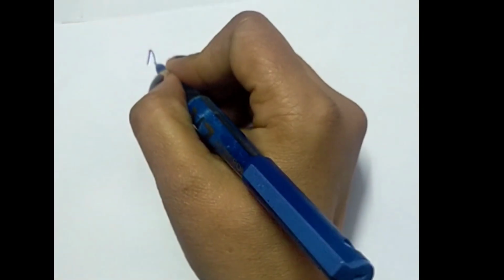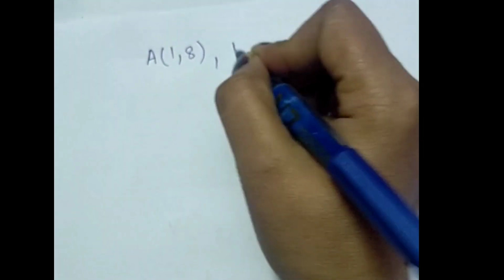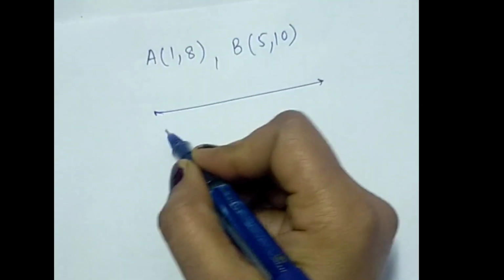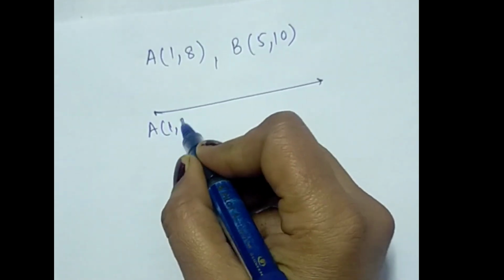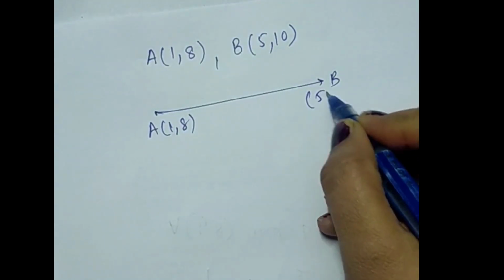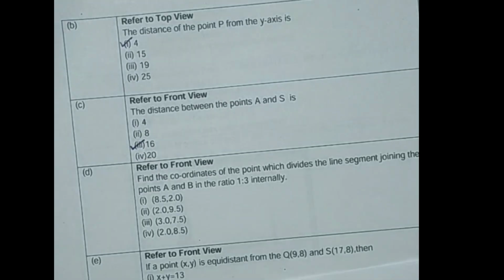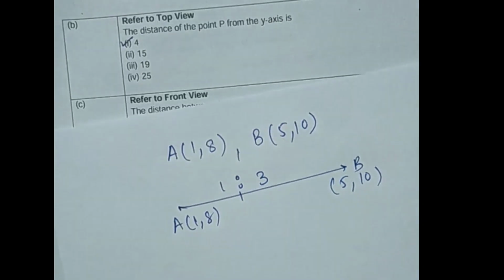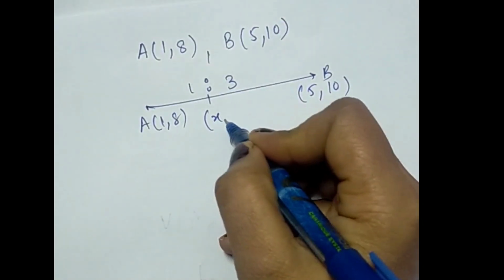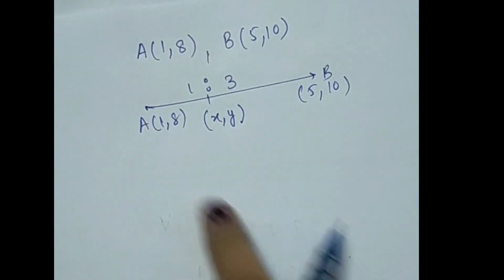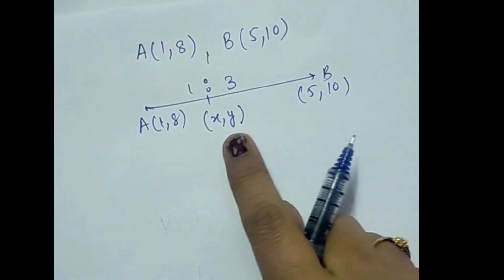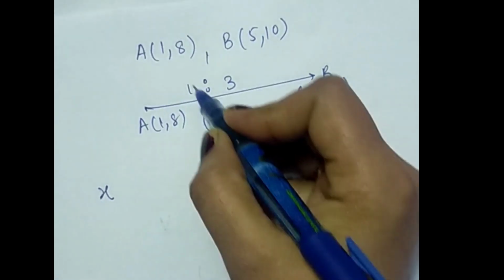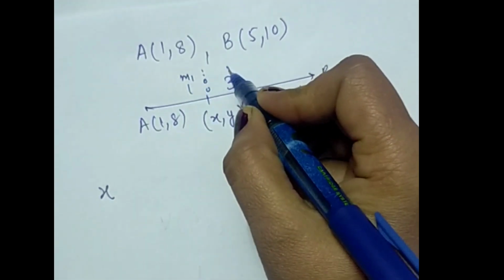So now we have point A as (1, 8) and B as (5, 10). We are supposed to find the coordinates of the point which divides A and B in the ratio 1:3 internally. So let's find the point (x, y) using the section formula. For that we have to find x and y, and let's take the ratio as m1:m2.